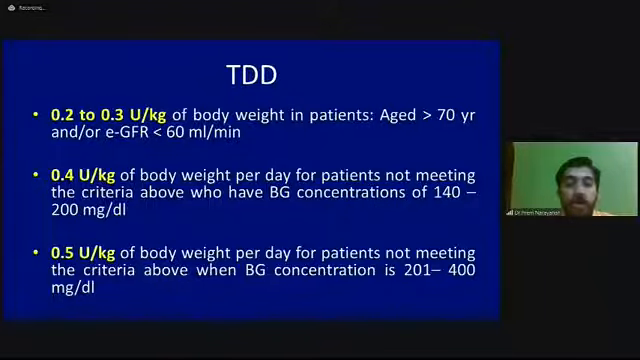0.2 to 0.3 unit per kilogram should be the initial starting dose. Those who are not meeting the above criteria and whose blood glucose is between 140 to 200, we can start with 0.4 unit per kilogram body weight of total dosage. And for those not meeting the above criteria and with glucose of 200 to 400 or above, you should definitely start with a higher dosage, that is 0.5 unit per kilogram of body weight per day.